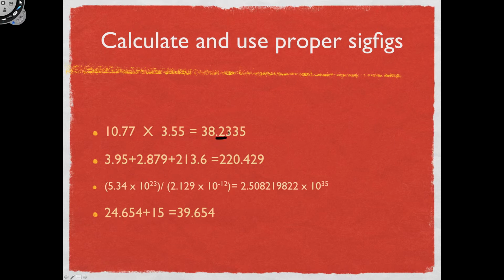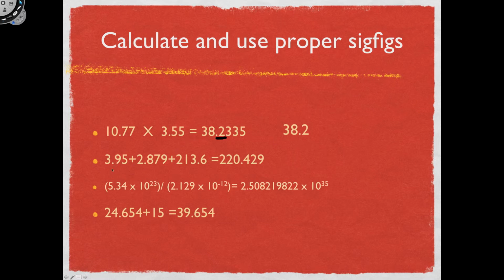What's next to the 2? A 3. I don't have to look at any of these other values. All I need to do is look at this 3. This 3 is under 5, so the 2 remains a 2, and my rounded proper answer would be 38.2. By writing it this way and rounding it, I don't give the wrong impression about my data. If I saw the unrounded number, I would think there's a lot more precision than the numbers that were used to get it.